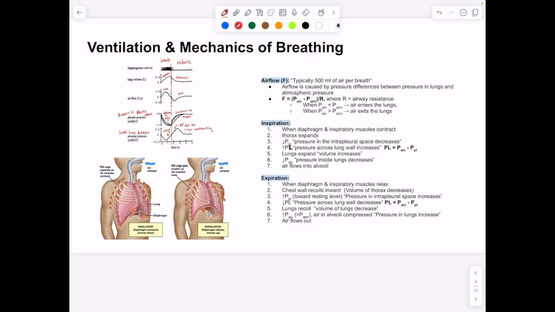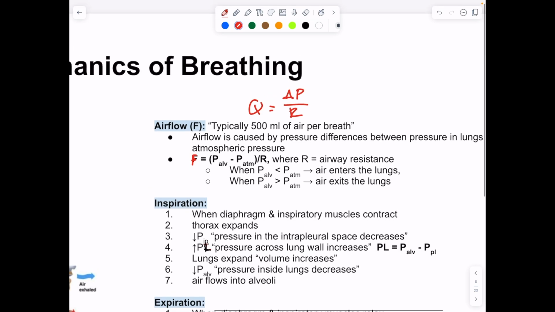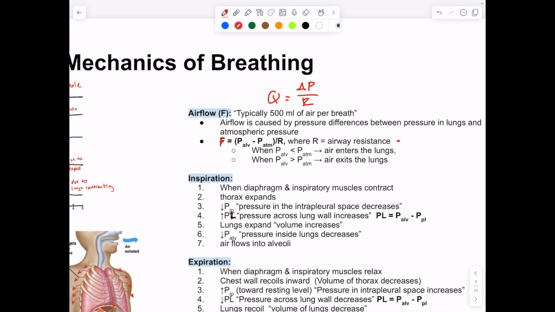And then in terms of what's actually going on with breathing, as we said, we're going to describe flow. Typically we use Q, but here we're using F. Flow is caused by change in pressure and limited by resistance. And so R is the airway resistance. The change in pressure is going to be the difference between the pressure in the lungs and the pressure in the atmosphere. And as we said, we want the pressure in the lungs to be less than the pressure in the atmosphere to get air to enter the lungs. And then when the pressure in the lungs is greater than the pressure in the atmosphere, then air is going to exit the lungs. All right.